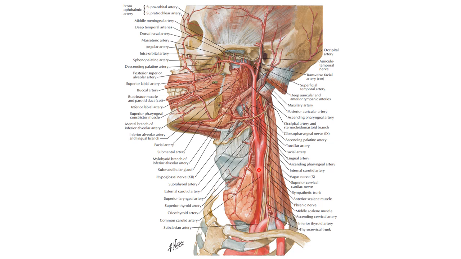And then from the external carotid, which is this one, you have the superior thyroid artery. Then you have here the facial artery. And then you have here the maxillary artery, as well as the ascending pharyngeal artery.